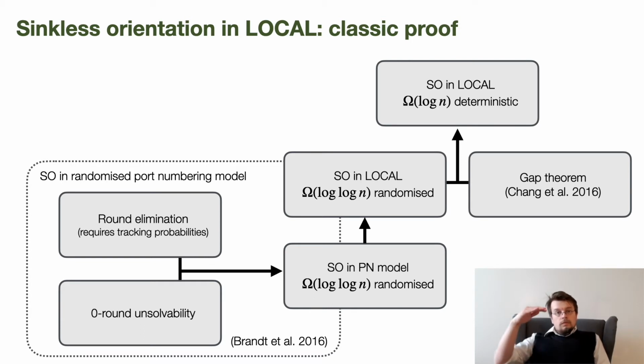Okay, so this is how the classical proof goes. You start from the local model and you go down into the randomized port numbering model without unique identifiers. And then you do this round elimination thing where you basically, in this case, have to keep track of the success probabilities and it gets tricky, and then you prove that you cannot solve this problem in 0 rounds, and then you derive a contradiction to show that Sinkless orientation is hard in the port numbering model.